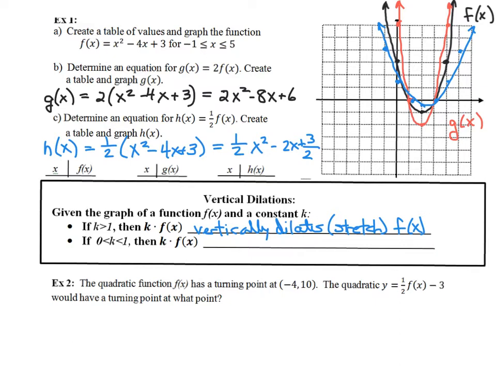If, however, k is a fraction that falls between 0 and 1, then when I multiply f of x times k, it's going to vertically dilate. We say the same words, but the dilation will actually not be a stretch, it will be a compression. So it compresses f of x. In both cases, what we are doing is multiplying the y value by k.